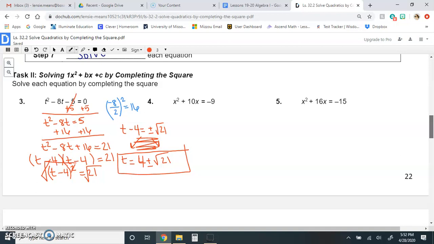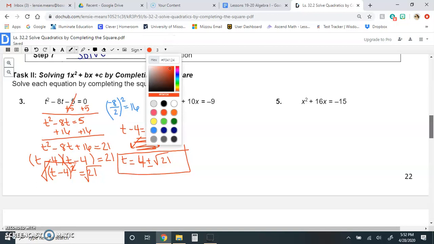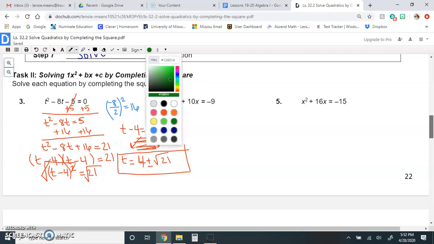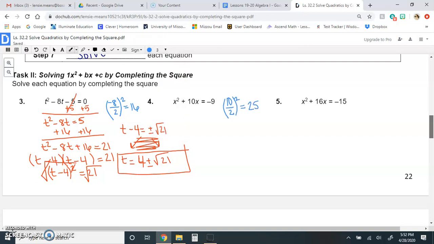Okay, so I'm going to jump in and kind of start this process. Let's see how far you guys got. Luckily, step 1 is already done for us. Our C value is already over here. So our next step would be just calculating that b over 2 squared, which would be 25. So I'm adding the 25 to both sides.